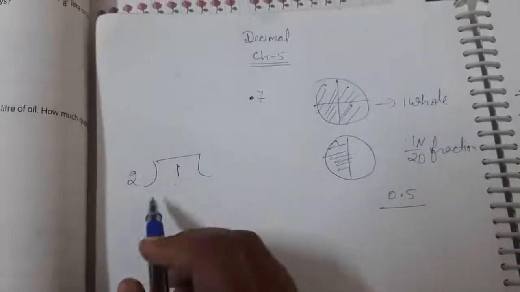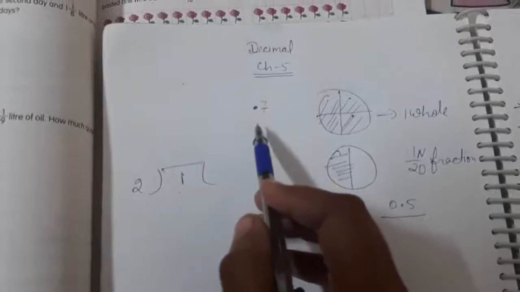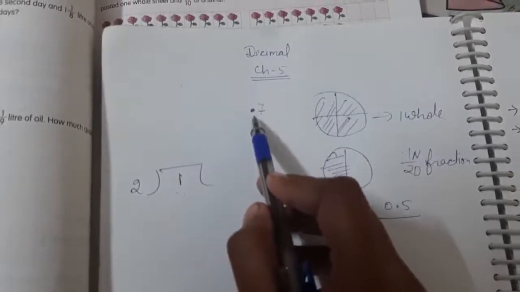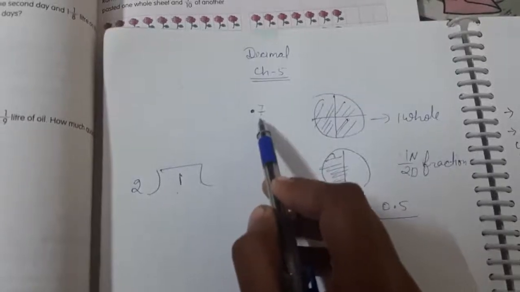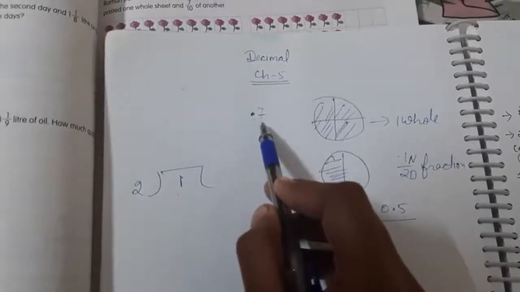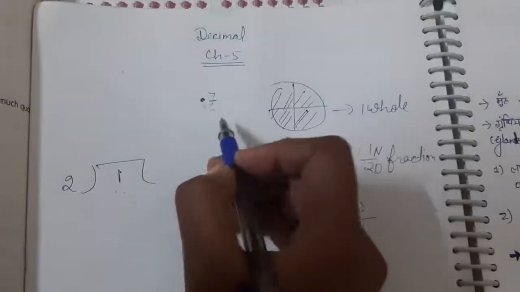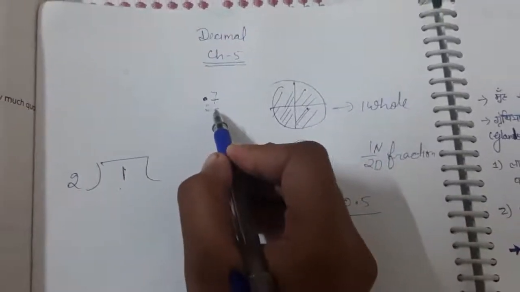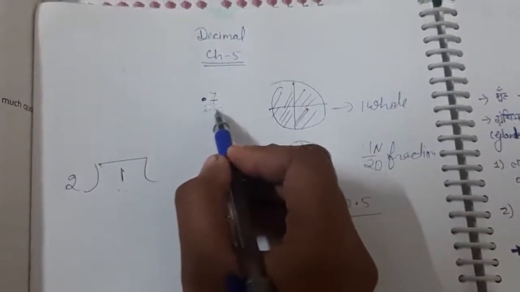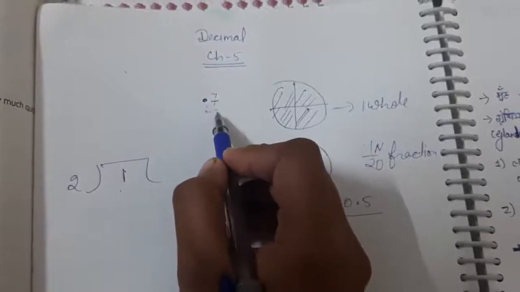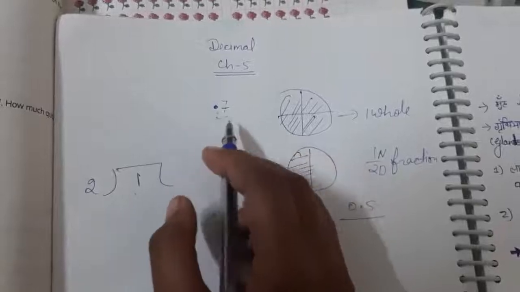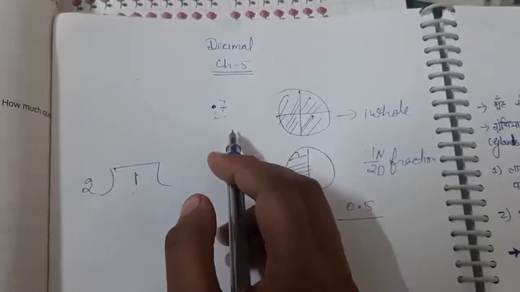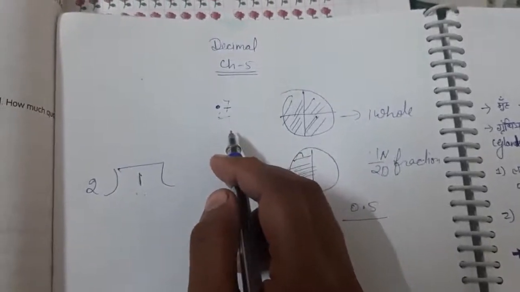So I hope you understand what a decimal is. A decimal is represented by this point. We can say point also, we can say decimal also. And whatever digit comes after it, it means this number is less than 1 whole. Now we will do some questions, and you can easily understand how to solve the decimal chapter.